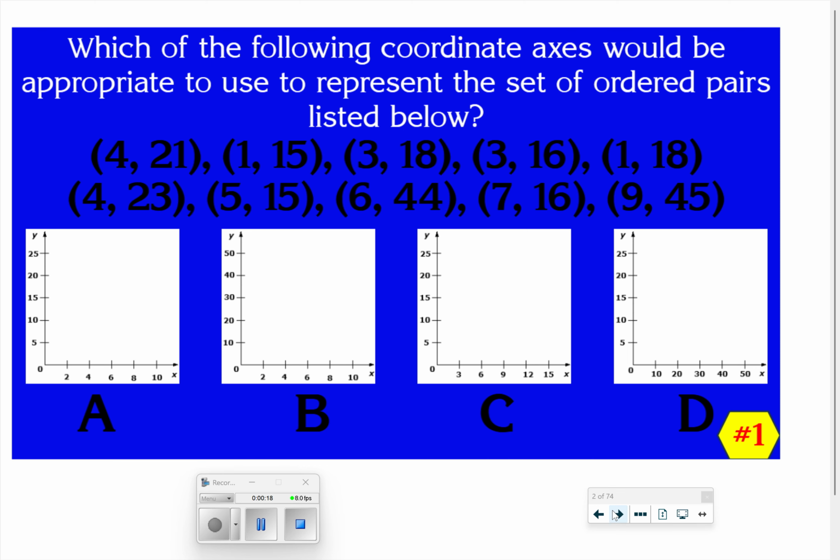Okay, here's our first question. Which of the following coordinate axes would be appropriate to use to represent the set of ordered pairs listed below? So you're going to take a look at these and figure out what graph is best to graph them on.